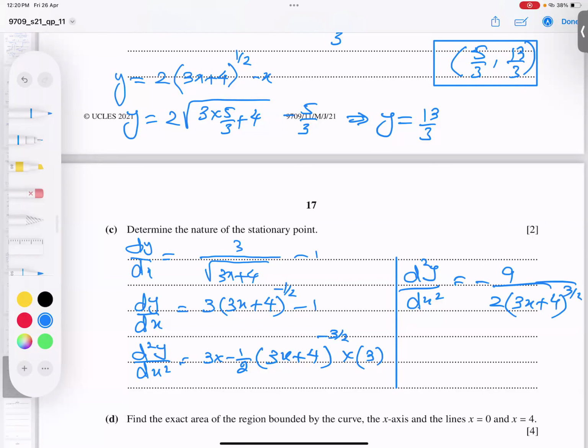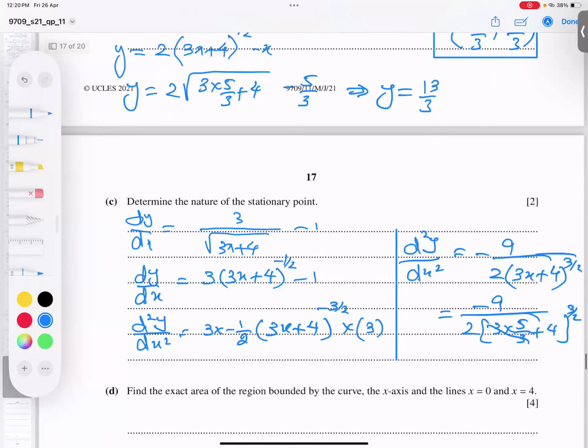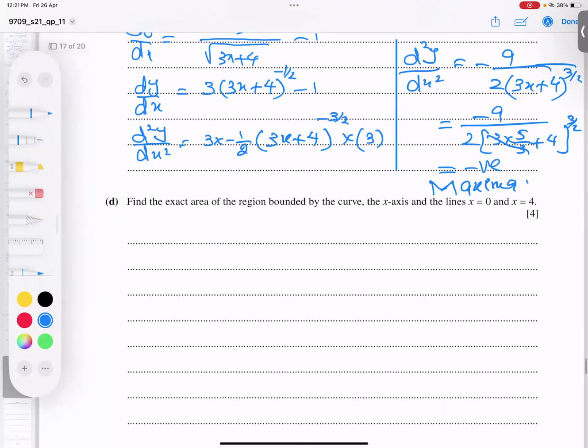Now, students, I will plug in this x value 5 by 3 here. You can check, if I plug in 5 over 3, 3 times 5 over 3 plus 4, power 3 by 2. Naturally, 3 cancels, 5 plus 4 is 9, and it is coming all positive. But the top is negative, so positive into negative is negative. So it is called a point of maxima. I hope you got the point.